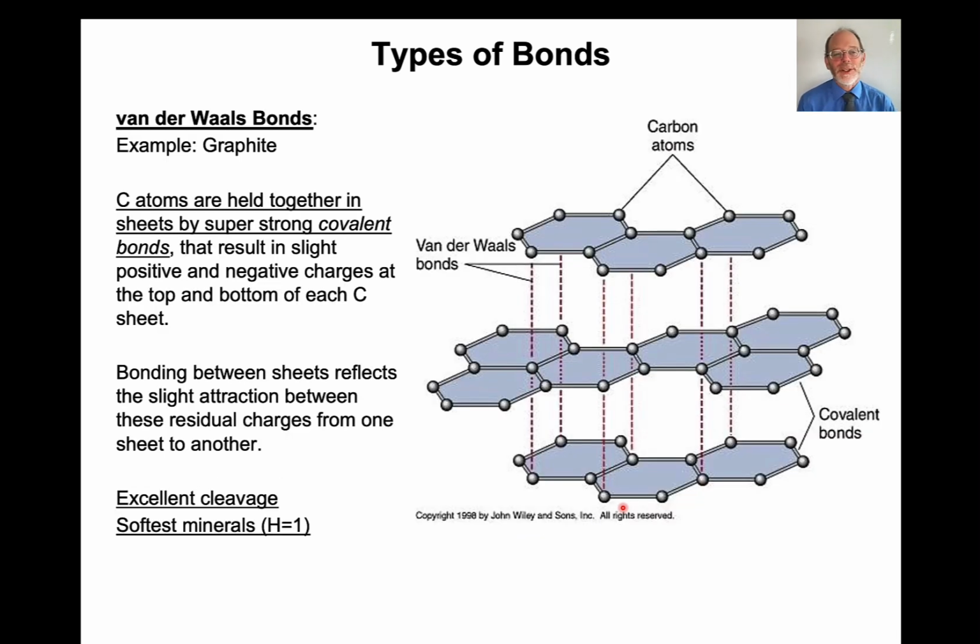So here's an example of van der Waals bonds in graphite. So graphite consists of these sheets of carbon atoms. The carbon atoms up here are held together with covalent bonds, so they're super, super strong. Graphite is super strong in that one sheet, and that's why we use graphite to make high performance materials. It's because of that strength along the sheet. But between the sheets, there's no strong bond that holds them together.